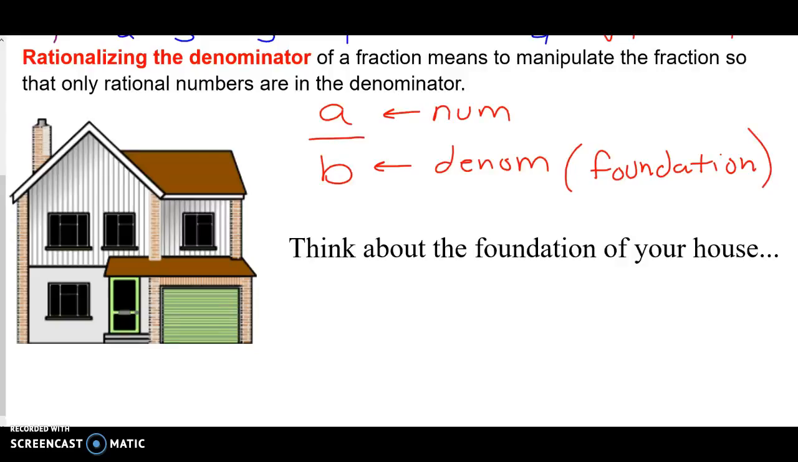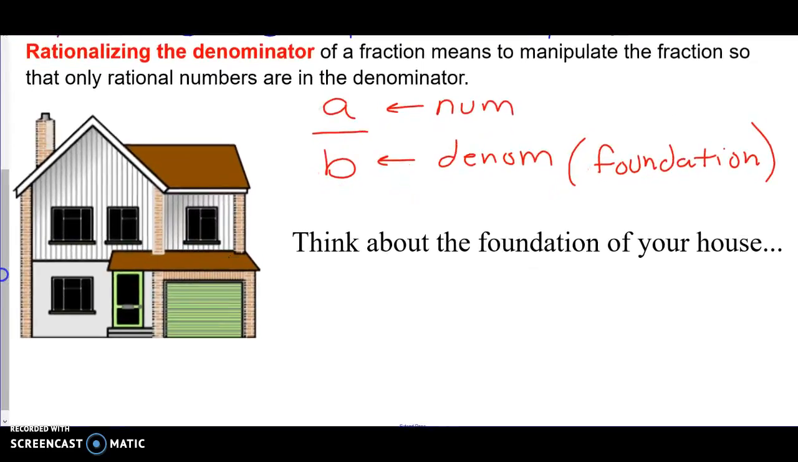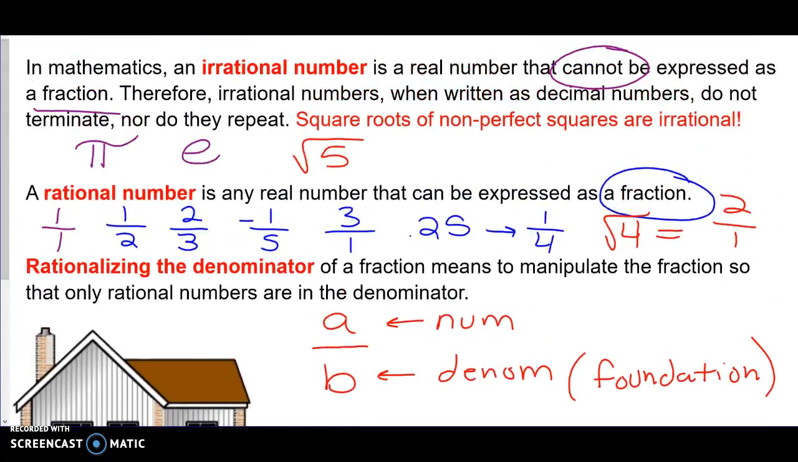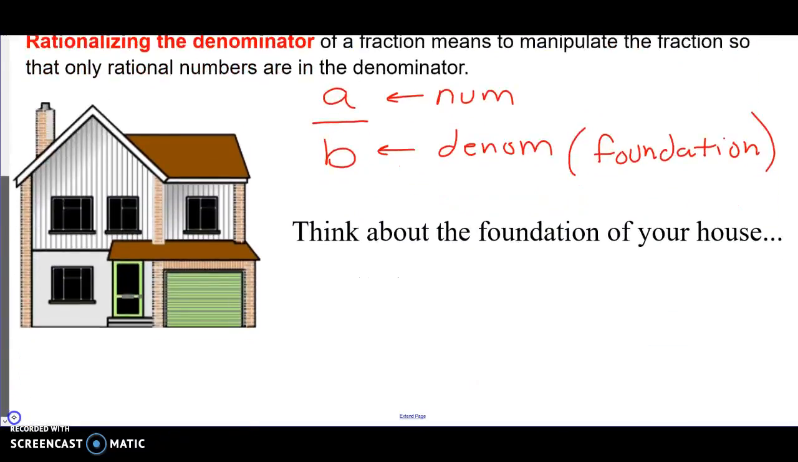What do we know about a fraction if the denominator is irrational? It's a never-ending, ugly decimal. What could you compare that to? A really crappy foundation. It's kind of like building your house on gravel or sand, okay? You never want the denominator to be irrational.